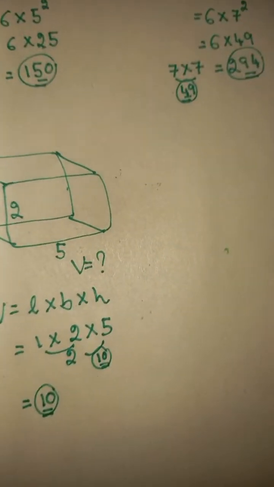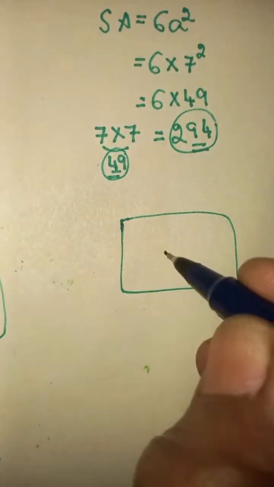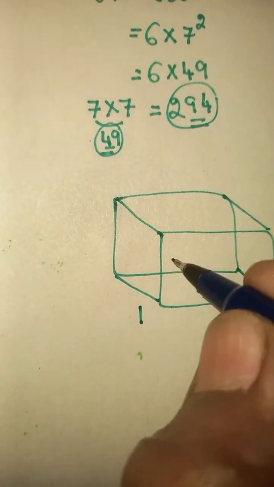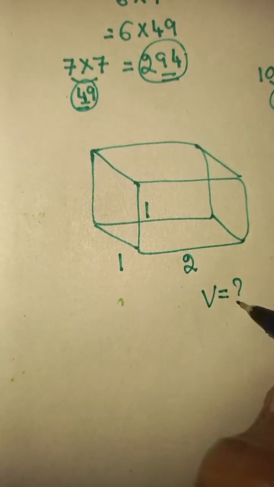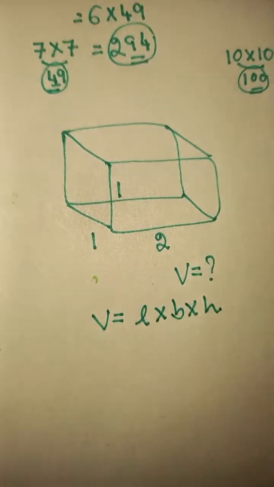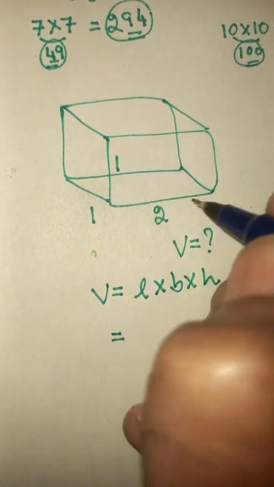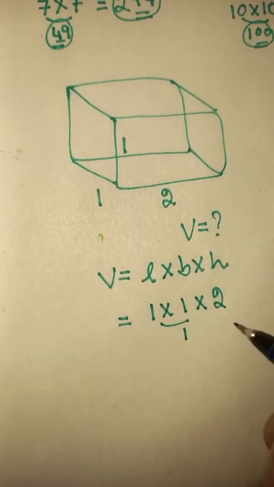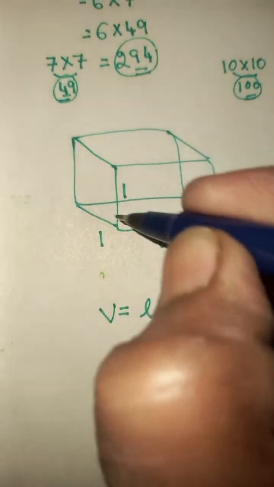Let's take another cuboid. Here they have given 1 unit's length, 1 unit's height, and 2 units breadth. Now also you need to find out the volume. Volume of even this cuboid is length times breadth times height. You can multiply in any order. 1 times 1 is 1, 1 times 2 is 2. So it is 2 cubic units, the volume of this cuboid.